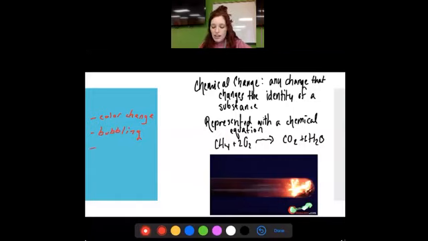Let's see what else. Anytime you produce an odor, or I guess a new odor. A lot of chemicals have a characteristic smell. So if you create a new chemical, sometimes you can change the odor that is being generated from those chemicals. And then also light and energy.